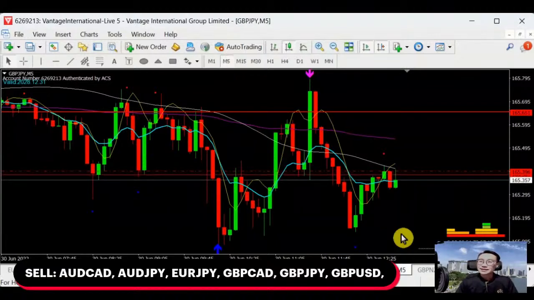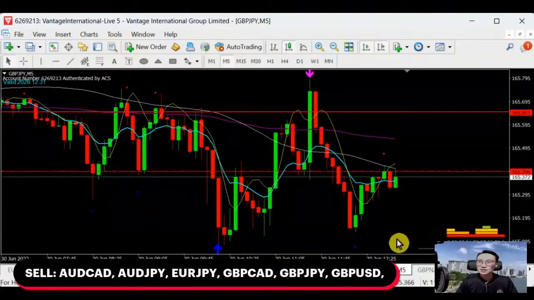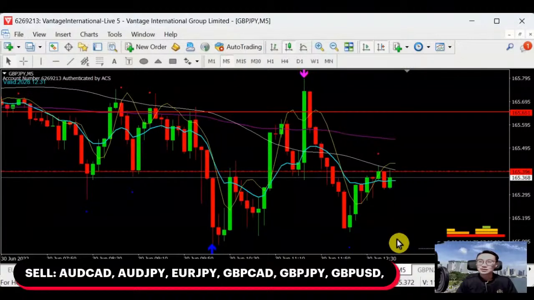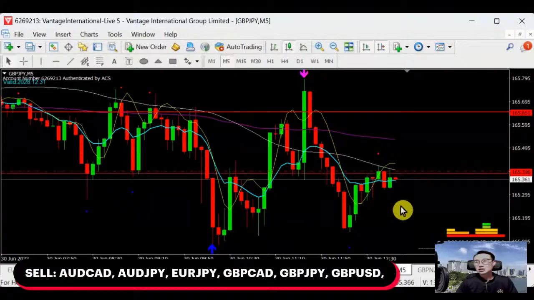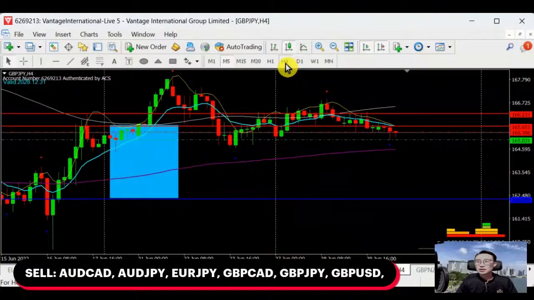Like now, not really. Not as good. I would like to see a stronger selling candle. A stronger selling candle will be so much better. This is not really good. But of course, in the whole general trend, by looking at this, selling is still possible, right?